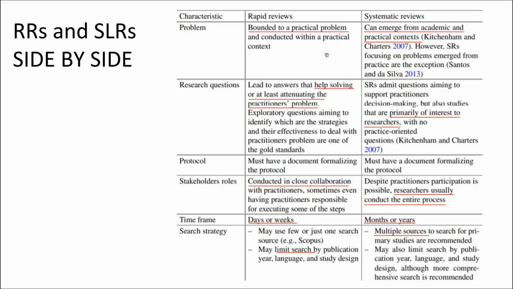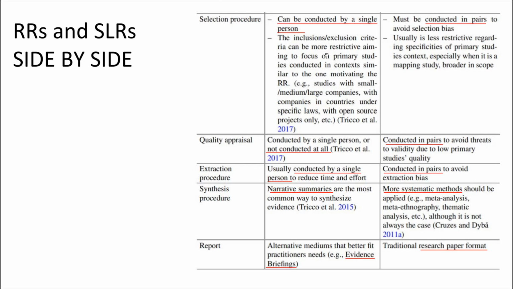Regarding the search strategy, in rapid reviews, usually we limit the search for primary studies in many directions, while in systematic reviews we try to have broader coverage. Regarding the selection procedure, in rapid reviews usually it is conducted by a single person, while in systematic reviews the gold standard is to conduct this selection procedure in pairs to avoid selection bias.